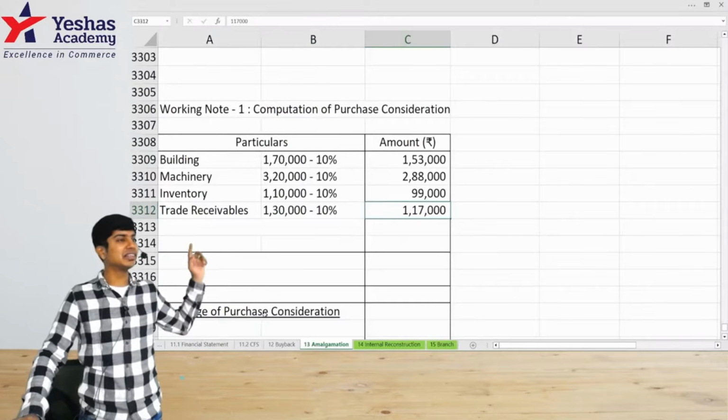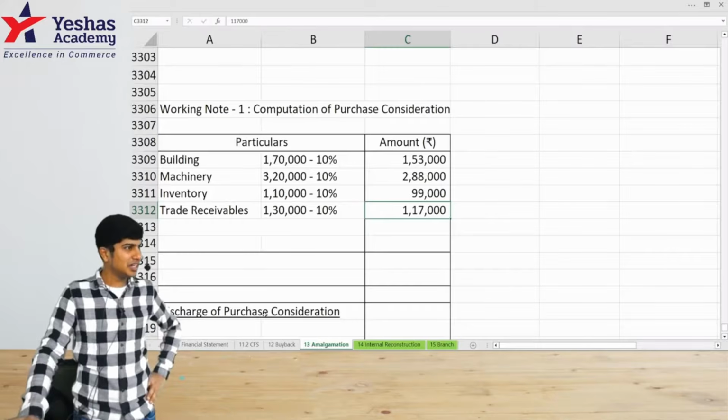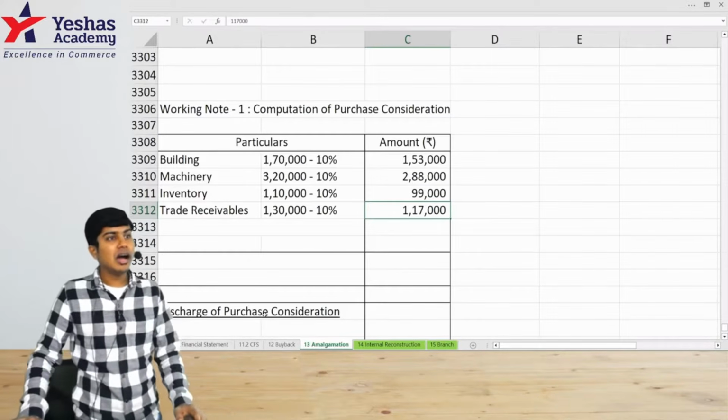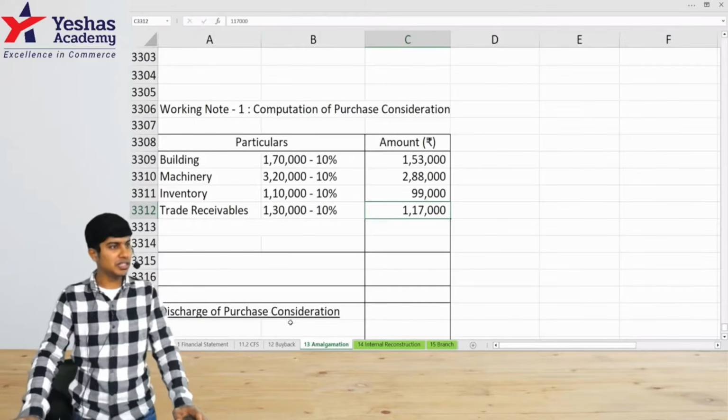That's in realization. This is PC computation. In PC, we'll take NATO into consideration. In NATO, we take only assets taken over, that too at agreed value. I hope you understood this.